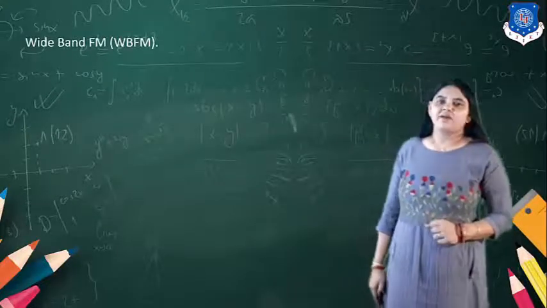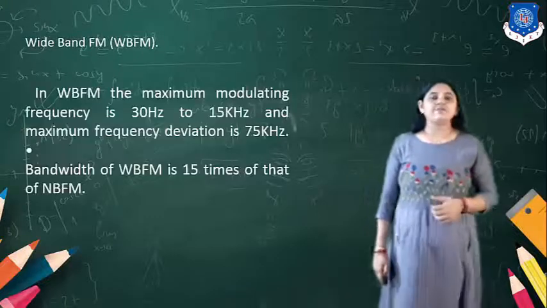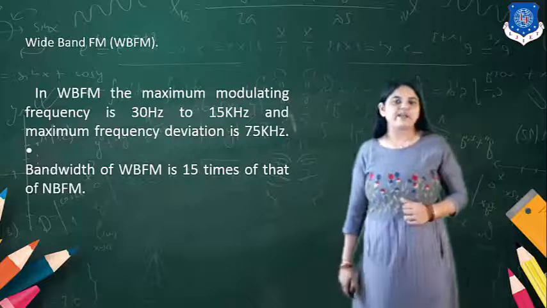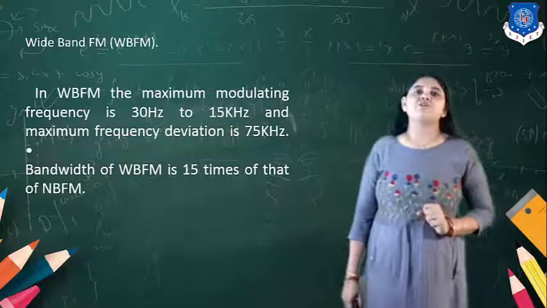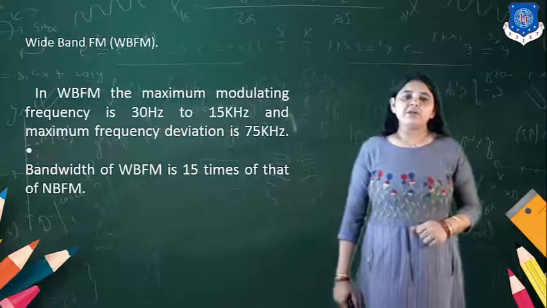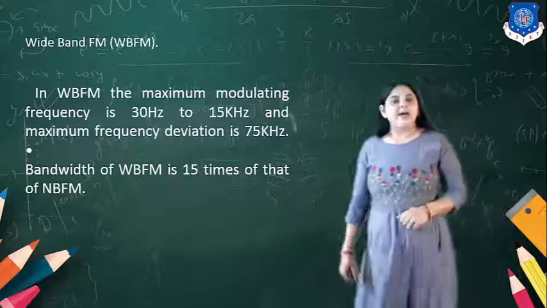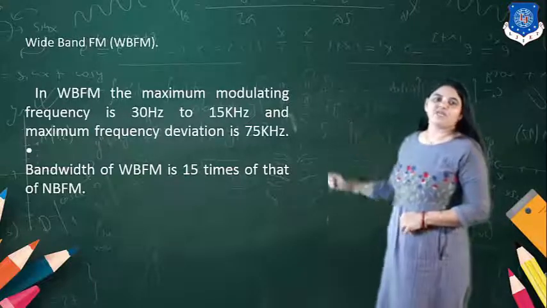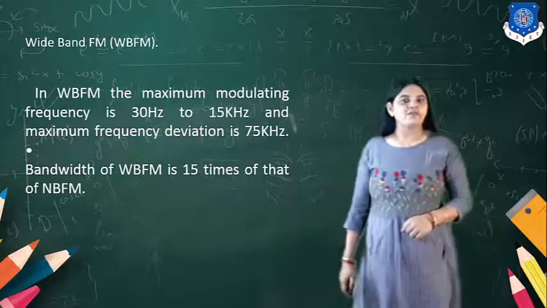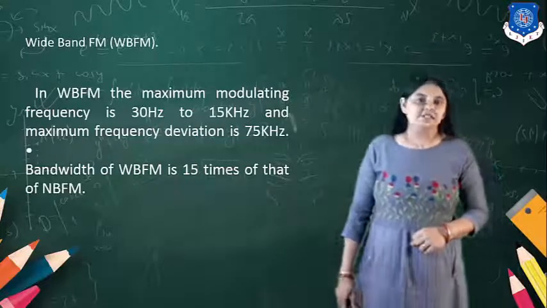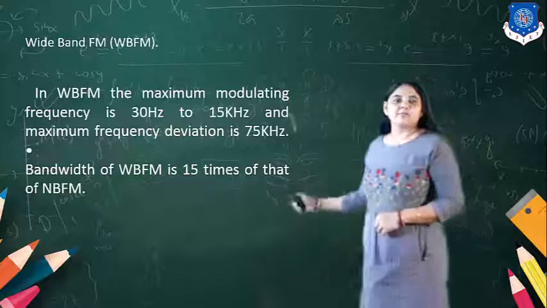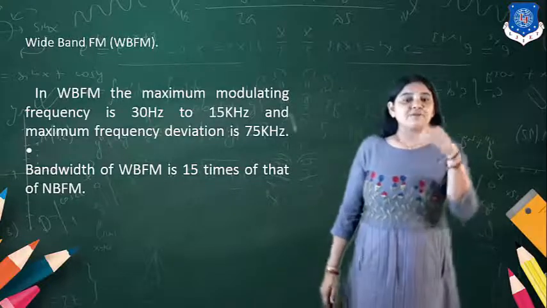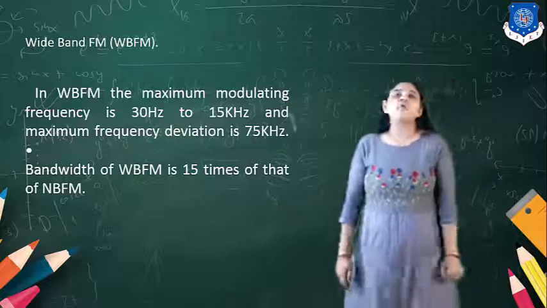Wideband FM: when the modulation index value is greater than 1, it is referred to as wideband FM. In the case of wideband modulation, the maximum modulating frequency is 30 Hz to 15 kHz and the maximum frequency deviation is 75 kHz. The bandwidth required for the wideband FM is 15 times that of the narrowband FM.